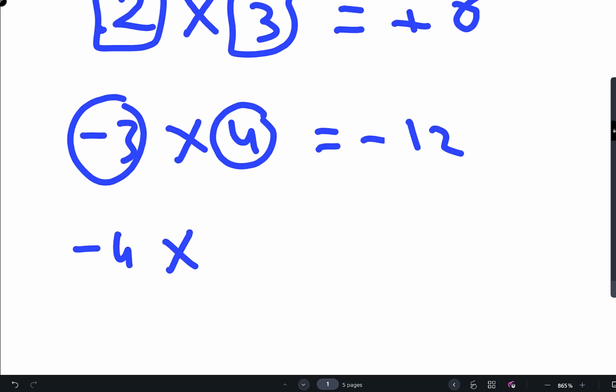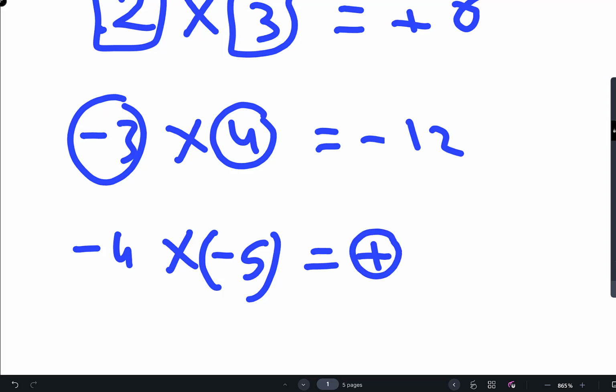Negative 4 times negative 5. You have to make a bracket between them, so it is not allowed to have two signs next to each other. Negative 4 times negative 5, negative times negative, because they have the same sign, it is positive. 4 times 5 is 20.